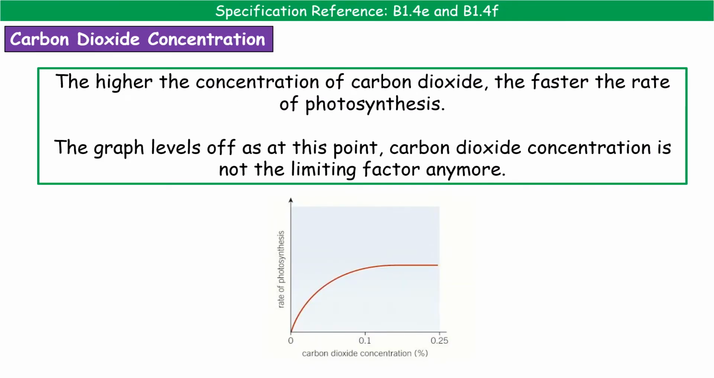Factor number 2, the concentration of carbon dioxide then. When we're thinking about the concentration of carbon dioxide, our general pattern is that the higher the concentration, the faster the rate of photosynthesis. Again, we see the exact same shape graph that we saw for light intensity, increasing initially and then levelling off. And the point that we level off is of course because carbon dioxide is no longer the limiting factor. So something else is now limiting the rate of photosynthesis.